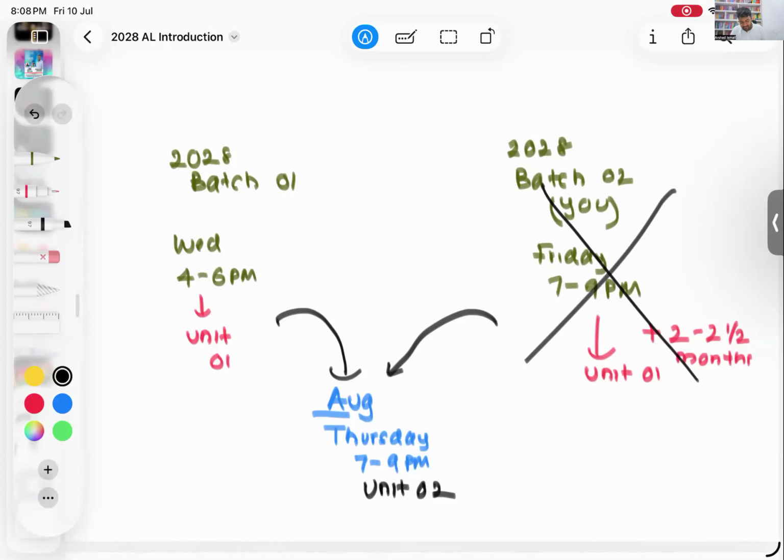So by any chance, if it is clashing, see if you can work with your other class. No, you don't have to pay for both classes, Lama. Next month, same class fee, 3,300 only. But you will get double the classes.